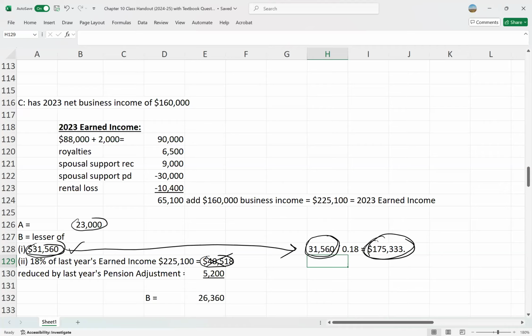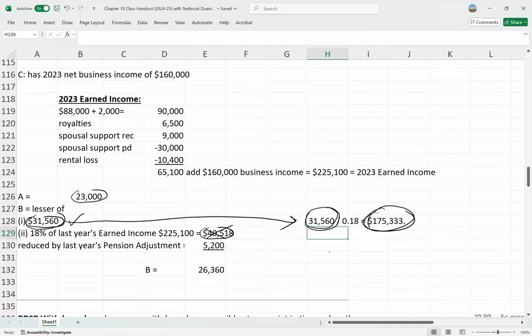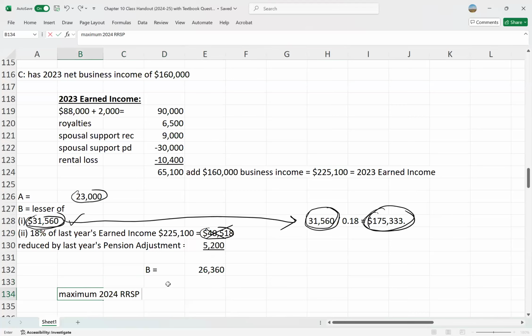But anyway, getting back to this question, if we work through A plus B plus R minus C, A is 23,000, B is 26,360, and so the maximum 2024 RRSP deduction will be 26,360 plus 23,000, so 49,360. So I just wanted to illustrate that to you. The increase in earned income does increase your RRSP deduction limit, but only to a certain point.